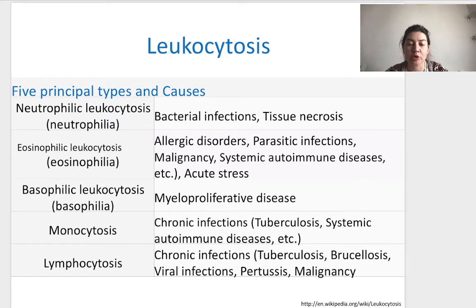Basophilic leukocytosis or basophilia. It is specific for myeloproliferative diseases. Monocytosis or monocytic leukocytosis, typical for chronic infections like tuberculosis, systemic autoimmune diseases, etc. And lymphocytosis or lymphocytic leukocytosis. It's typical for chronic infection too, but here in the first place go viral infections, and it can be in tuberculosis, brucellosis, pertussis, and malignancy.